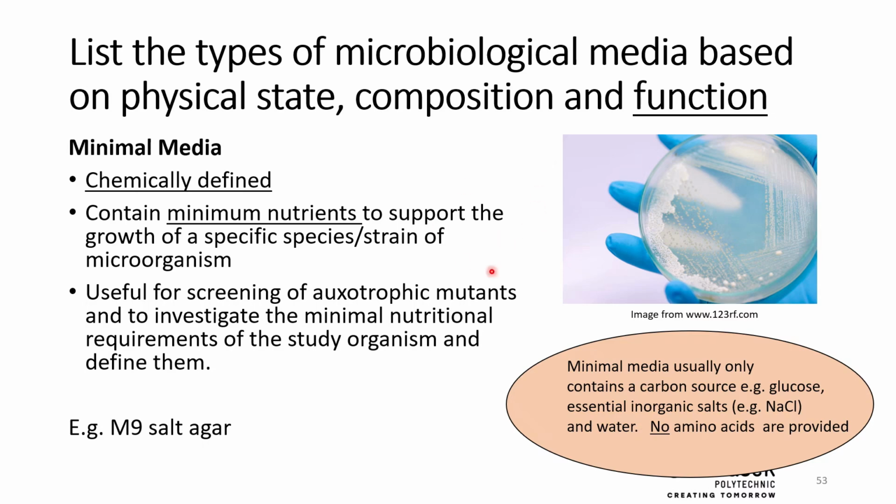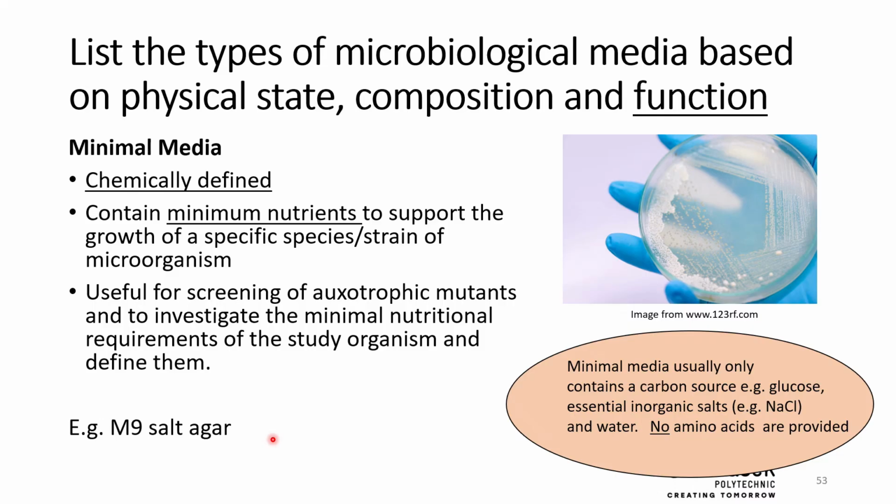It's useful for screening auxotrophic mutants. Remember, auxotrophic microorganisms are mutants that are deficient for certain biomolecules such as amino acids. It helps to investigate their minimum requirement, the bare minimum in order for them to grow, and to study them. One example is M9 salt agar, which is useful for screening auxotrophs.